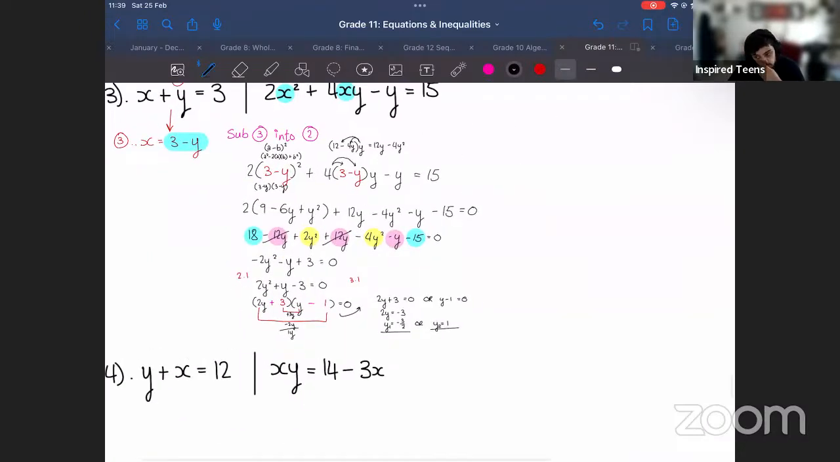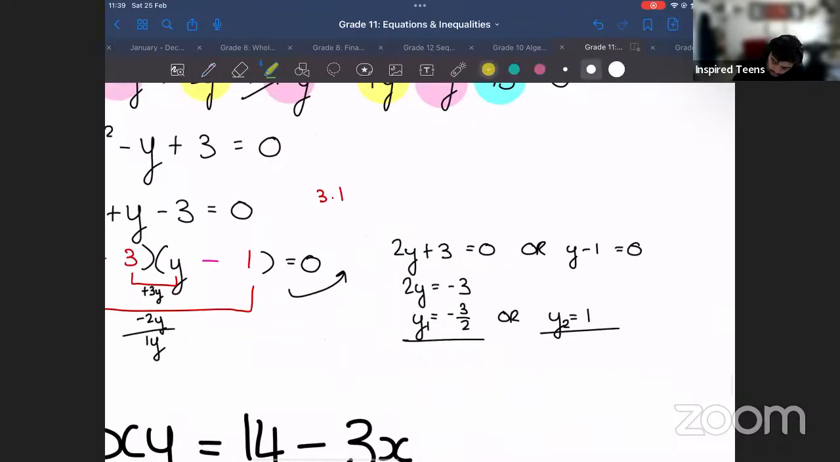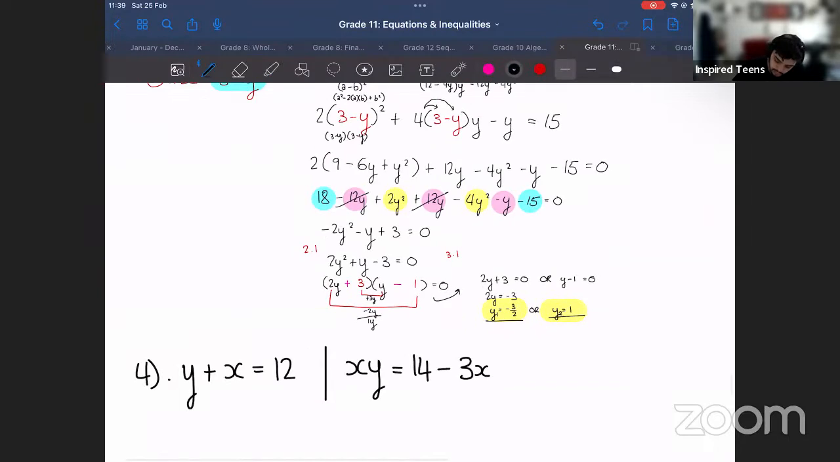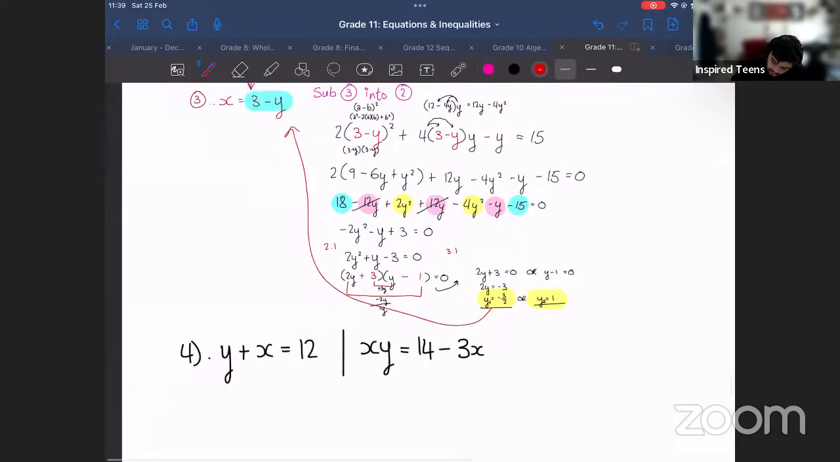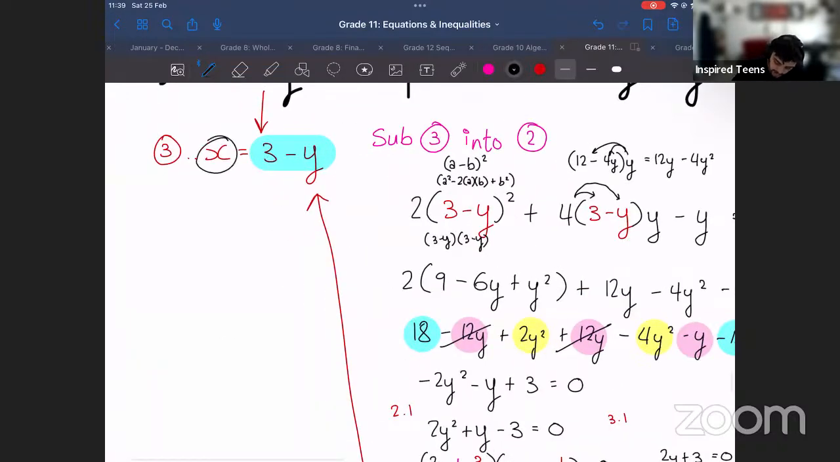When you deal with a square, you are going to get 2 values for y and 2 values for x, basically 2 values for each variable. So now that I have 2 values for y, I need to solve for 2 values for x. Once you solve for one of the variables or both of its possibilities, you want to always substitute it into your rearranged equation. That's the easiest one to substitute into. Which rearranged equation am I talking about? Equation number 3, which already has x alone.